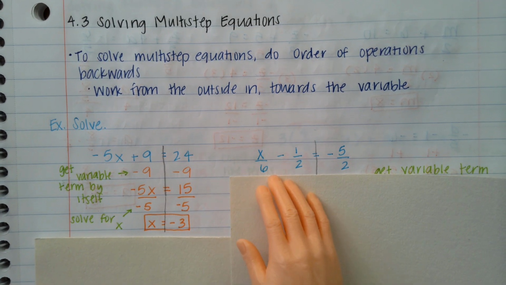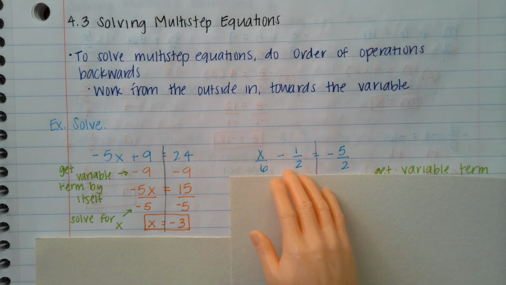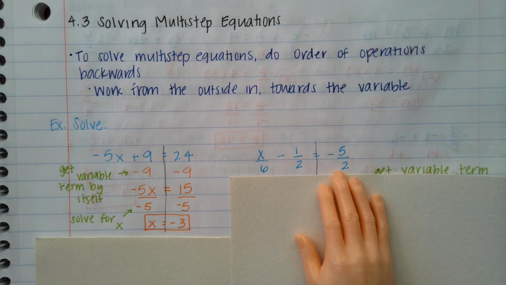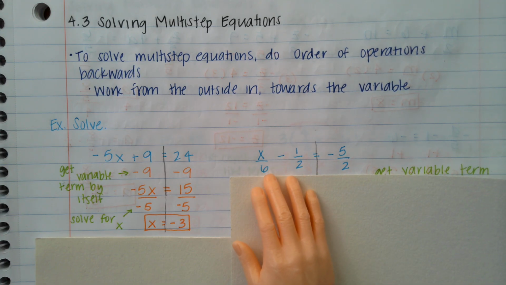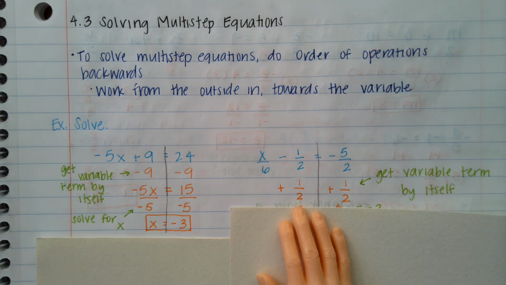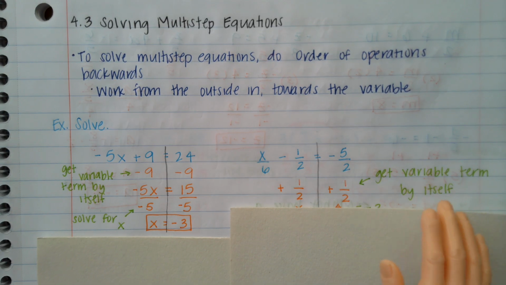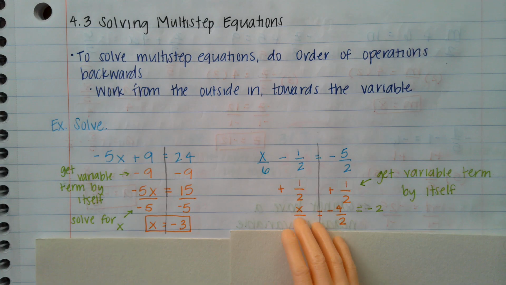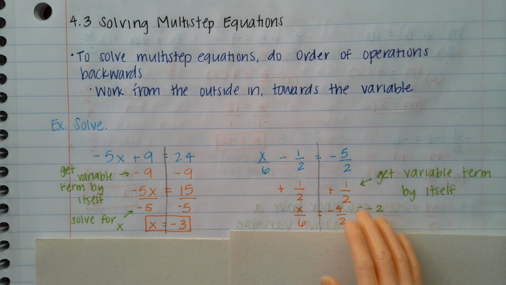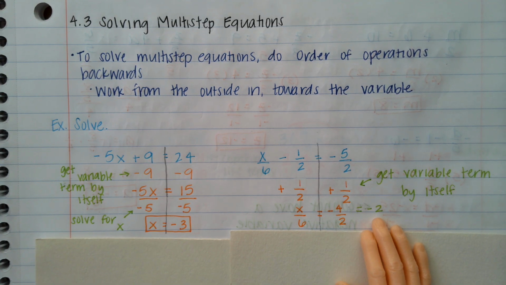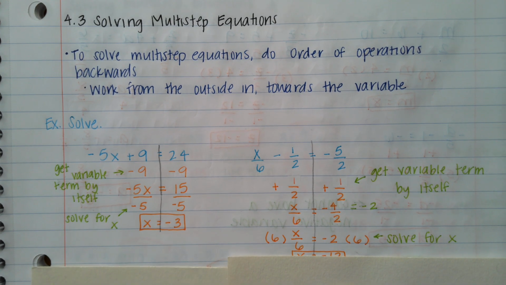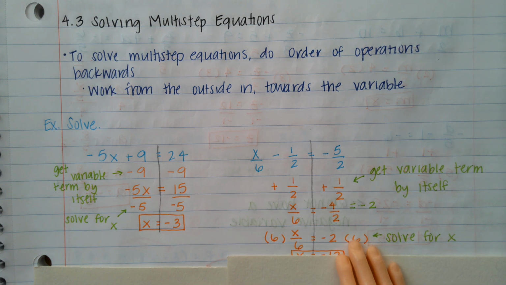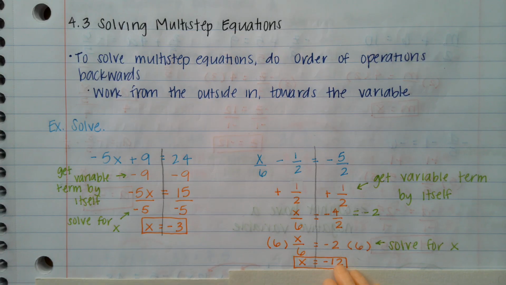Here I have 1/6 x minus 1/2, x over 6 minus 1/2 equals negative 5 over 2. So my 1/2 does not have a variable, so working from the outside in towards the variable, I'm going to add 1/2 to each side to get my variable term by itself, and then I'm going to have x over 6 equals negative 4 over 2. Negative 4 over 2 is equal to negative 2, so we can reduce that and have easier numbers to work with. And then the opposite of dividing by 6 is multiplying by 6. So we're going to multiply each side of the equation by 6 to get x equals negative 12.